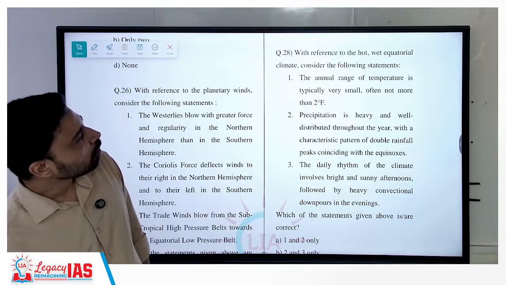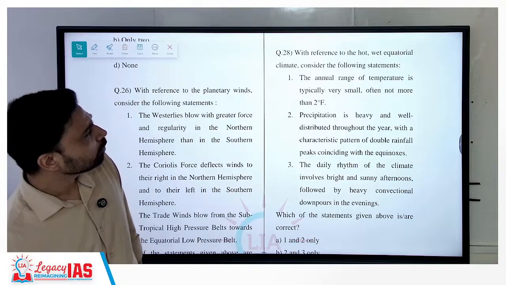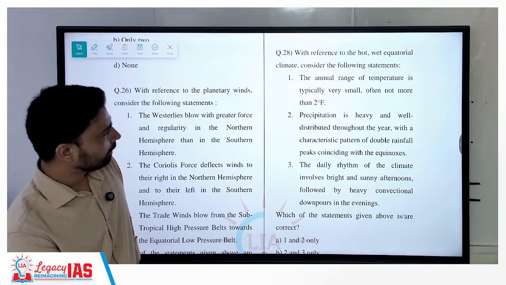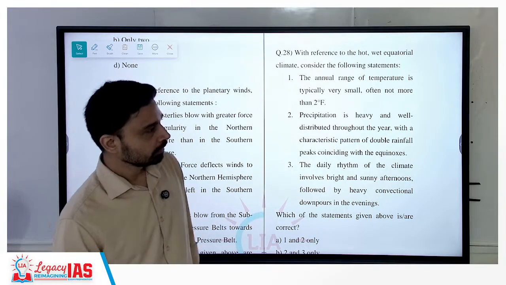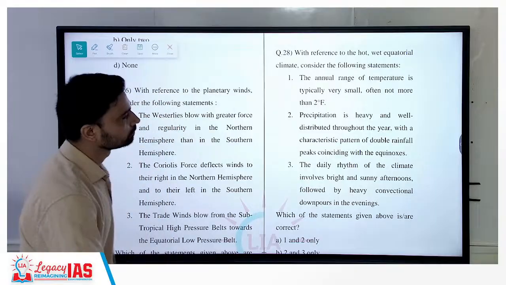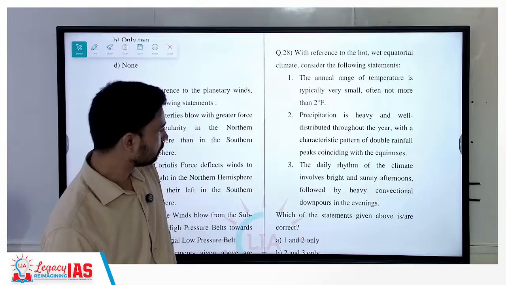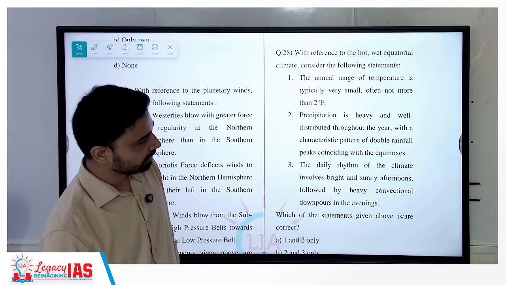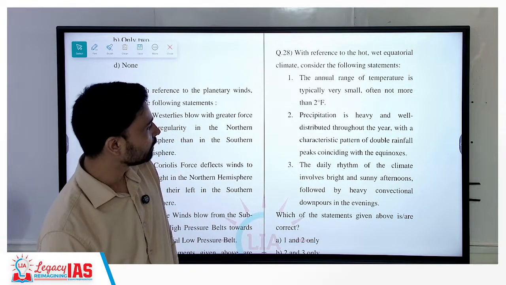With reference to hot, wet equatorial climate, consider the following statements: annual range is very small, precipitation is heavy. First is correct or incorrect? Annual range of temperature at the equator would be? The annual range of temperature is typically very small, often not more than 2 degrees. That's correct. At the equator, you do not have temperature changes that much. It remains almost in the same range. Overall, if you look, the average temperature is uniform.